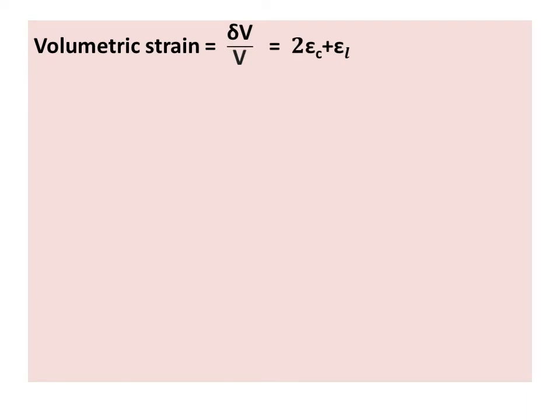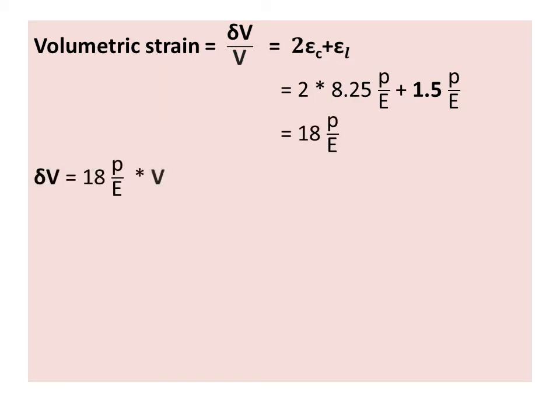Volumetric strain, delta V by V, equals 2 times circumferential strain plus longitudinal strain. So by substituting the values of circumferential strain and longitudinal strain, it is equal to 18 P by E. Delta V equals 18 P by E into V.